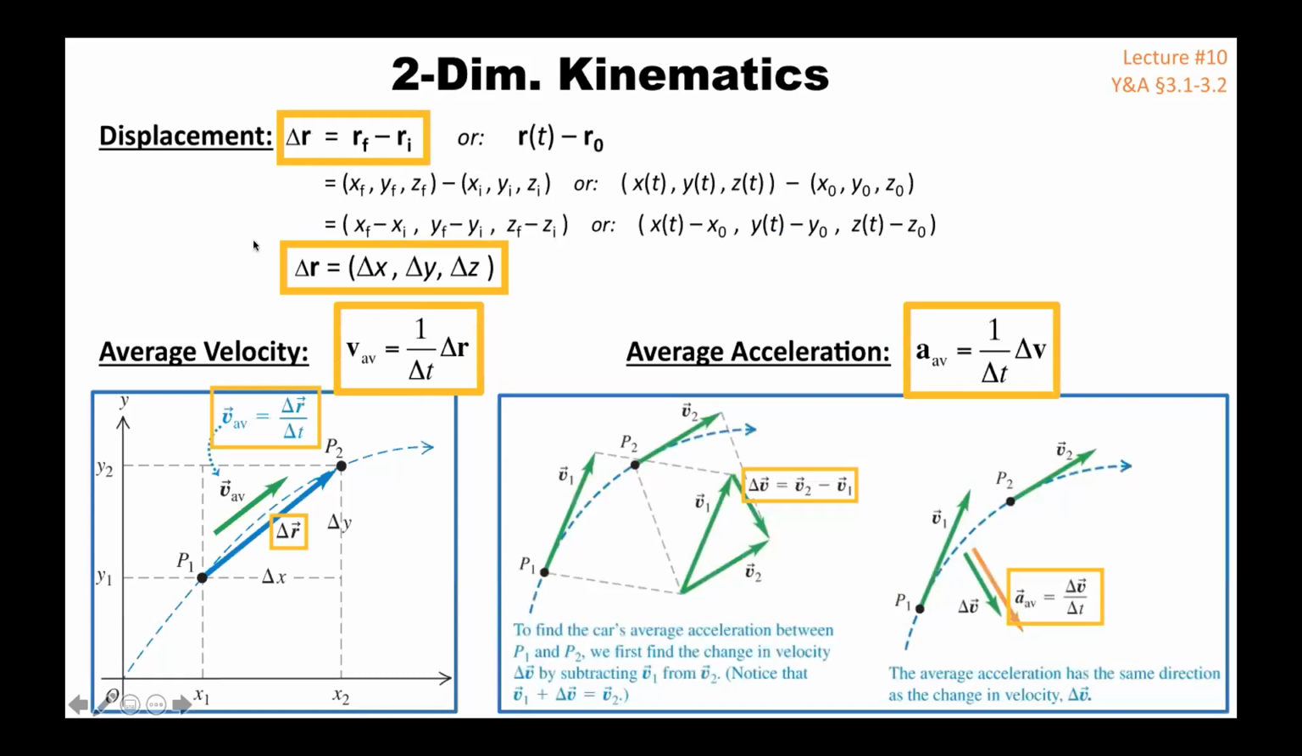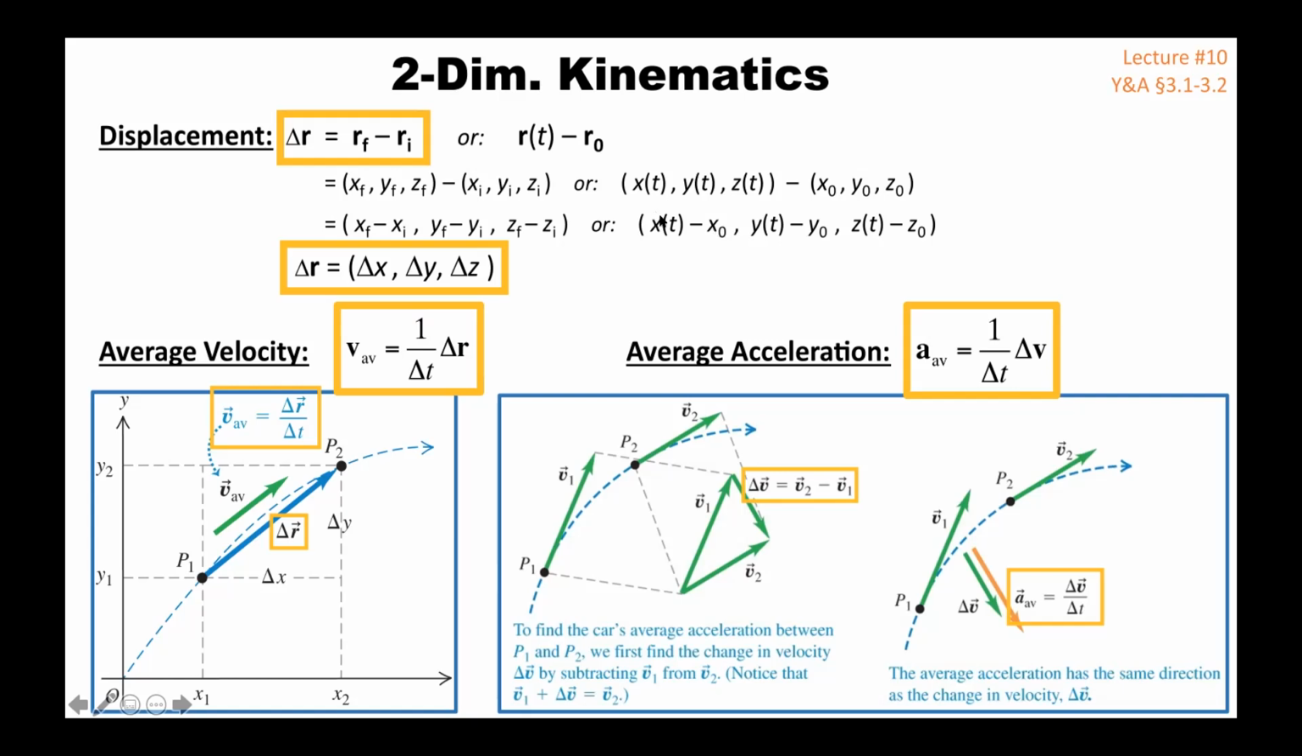Now, let's review 3 of our equations from kinematics, only we're going to rewrite them and recast them with vector notation instead. So you may remember that displacement was defined as final position minus initial position, or sometimes we wrote the final position as just position, x at time t, minus x at time 0, x naught. So in other words, it looked like this.